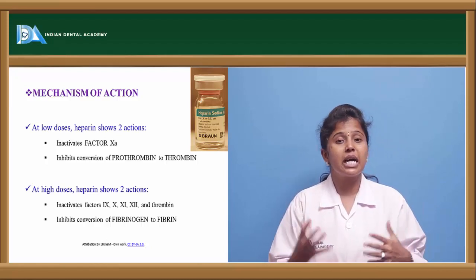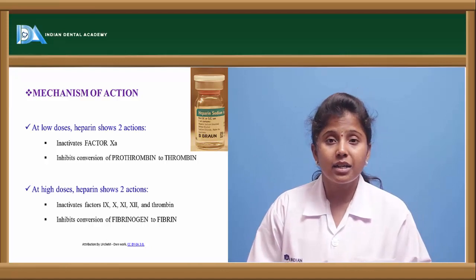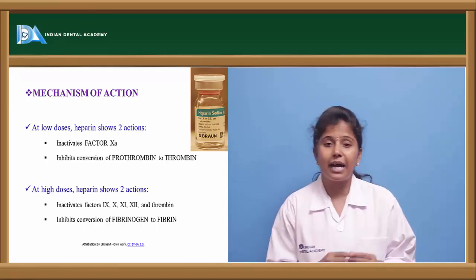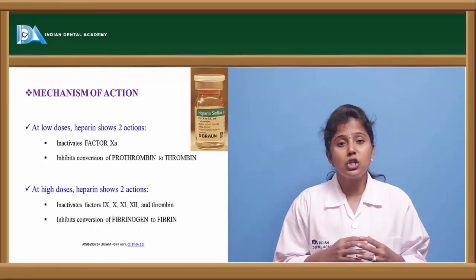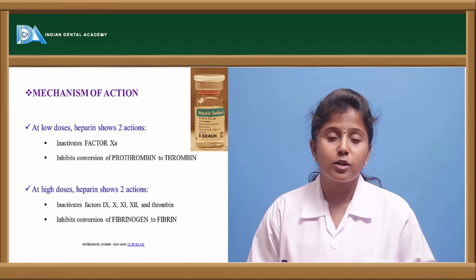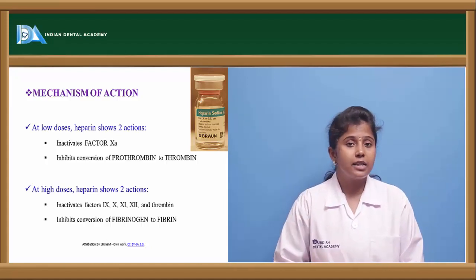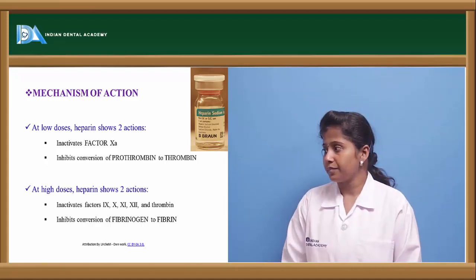the heparin is given in high doses, it inhibits the factors like 9, 10, 11, 12 and thrombin. And it also inhibits the conversion of fibrinogen to fibrin. If the fibrinogen is not converted to fibrin, then there occurs no clot formation.